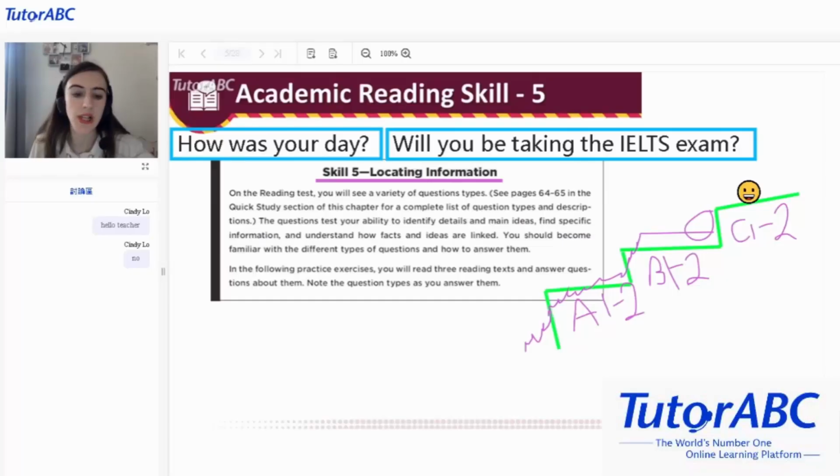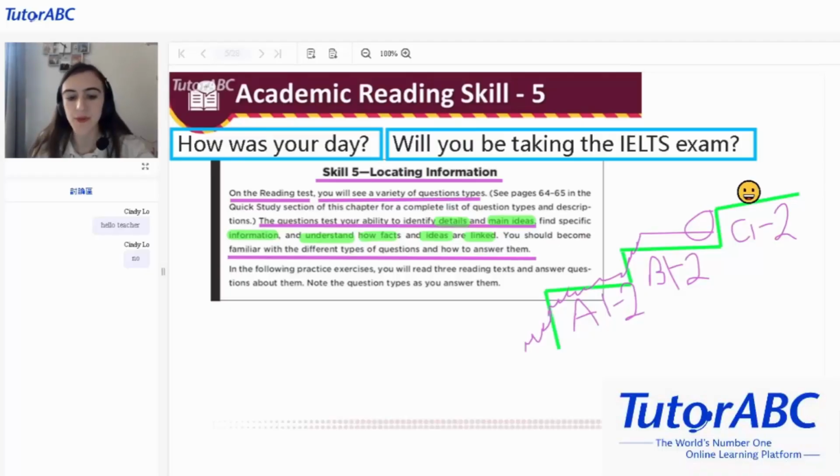We are continuing with locating information. On the reading test, you will see a variety of questions. The questions test your ability to identify the following: details, main idea, find specific information, and understand how facts and ideas are linked. So you should be familiar with the different question types and how to answer them.